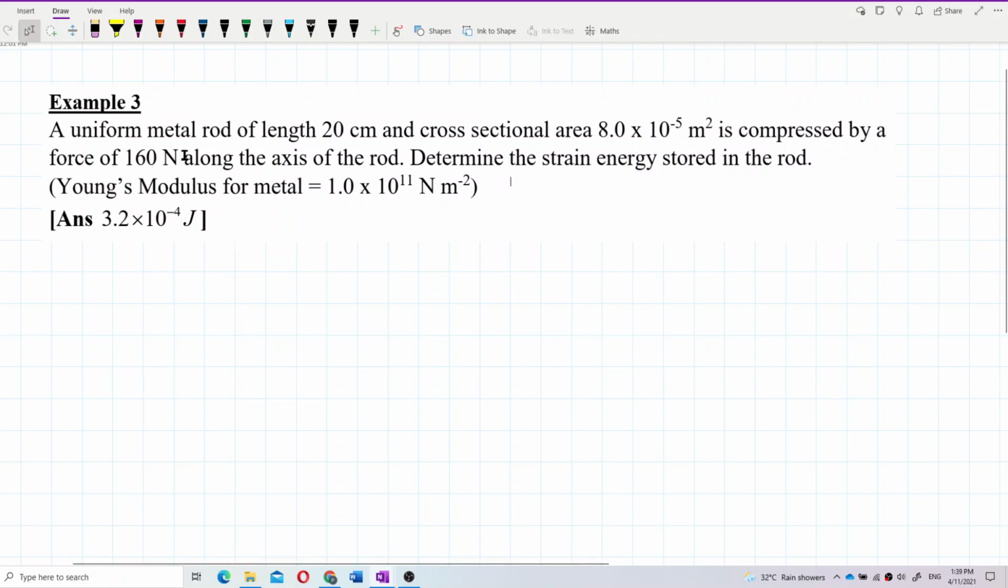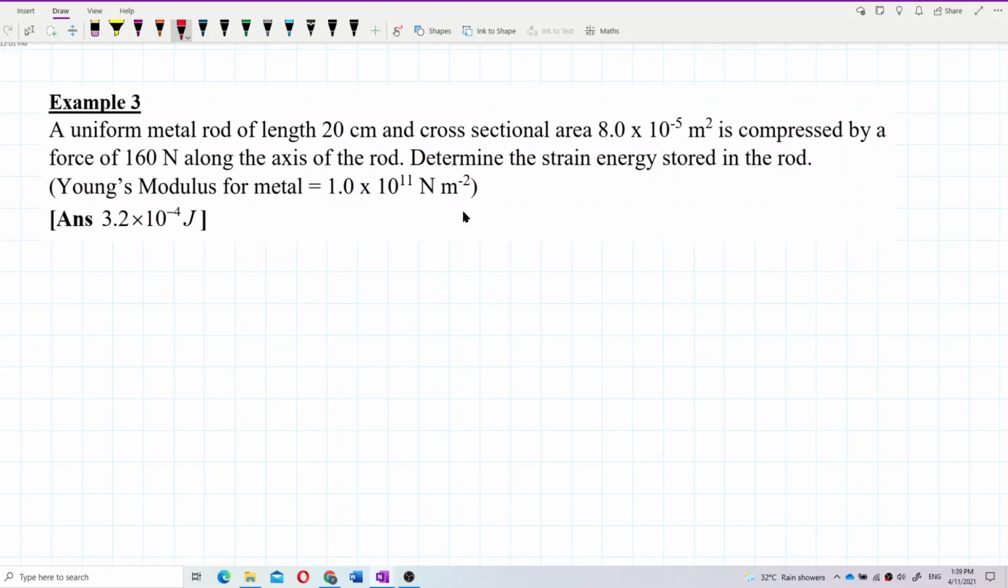A uniform metal rod of length 20 centimeter and cross-sectional area 8 exponent negative 5 meter square is compressed by a force of 160 newton along the axis of the rod. Determine the strain energy stored in the rod. Given the Young's modulus for metal is 1 exponent 11 newton per meter square. Good.